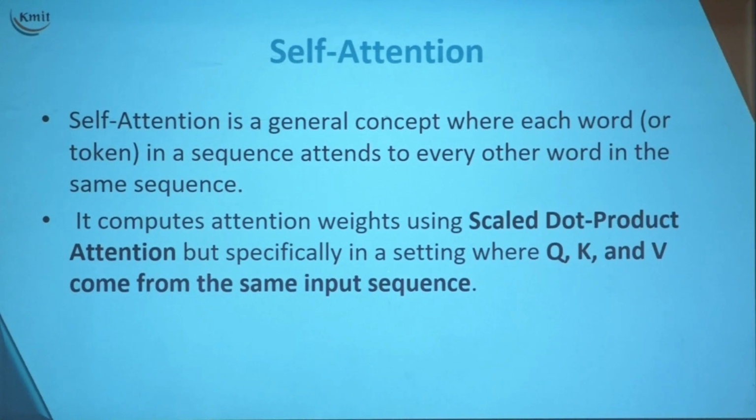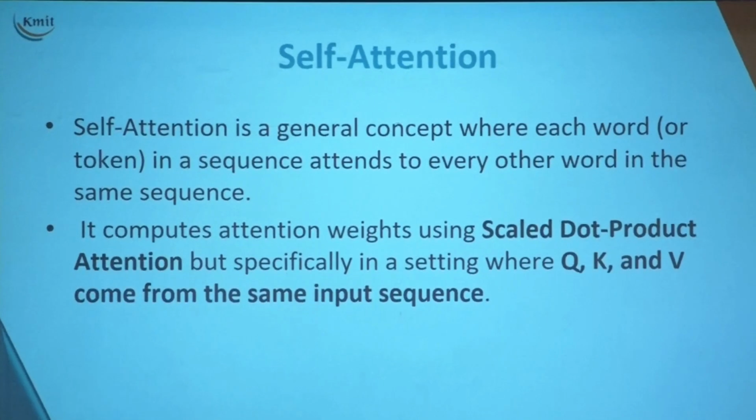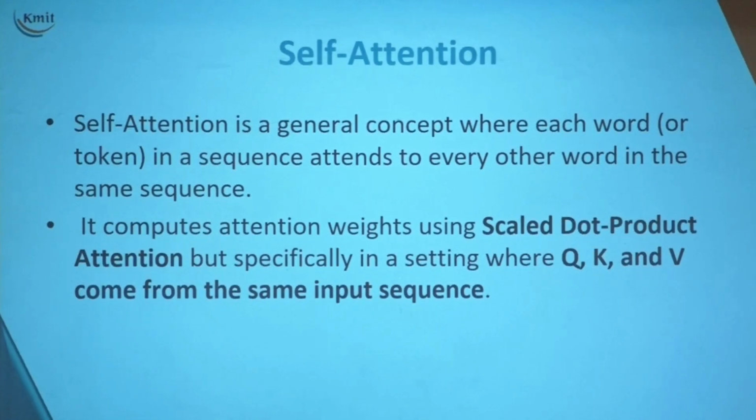Self-attention that I was talking about. Self-attention is a general concept where each word or token in a sequence attends to every other word in the same sequence. That is important. Then it computes attention weights using scaled dot product attention, but specifically in a setting where you have query, key and value coming from the same input sequence. So if it is the same input sequence, it is self-attention.